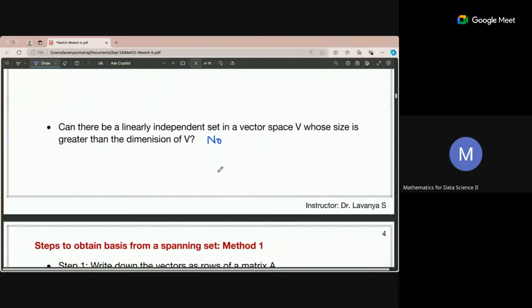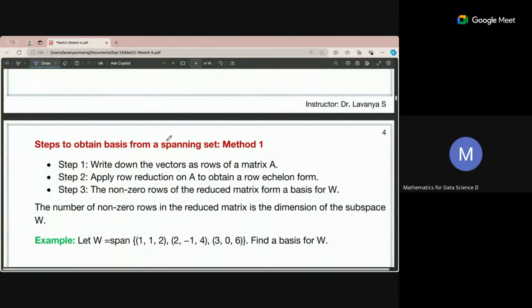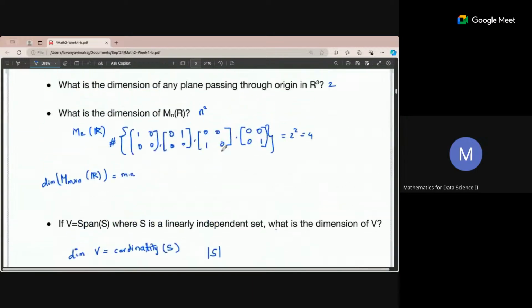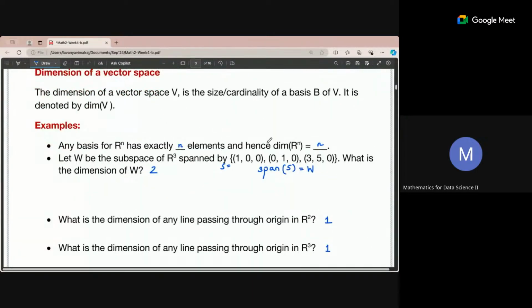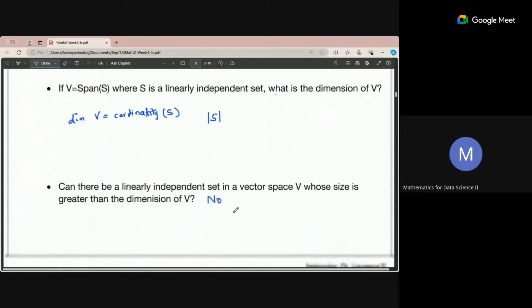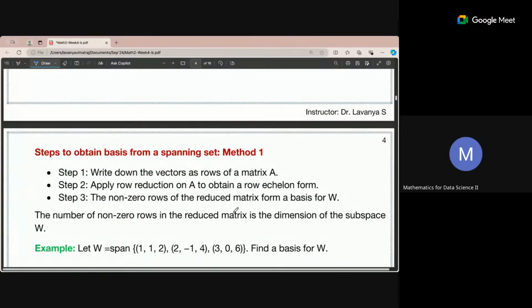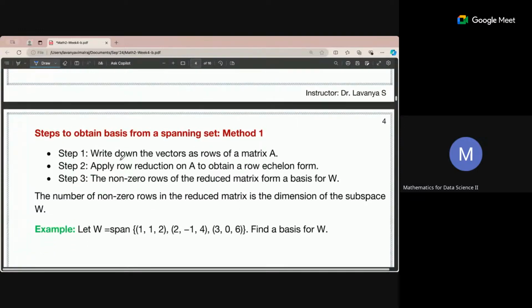Now we are going to see how to obtain a basis from a spanning set. Here we had a spanning set, and finding a basis was not at all a difficult task; straight away we were able to find it. But in many cases, it need not be straightforward like that. So we have two methods here. Write down the vectors as rows of a matrix.